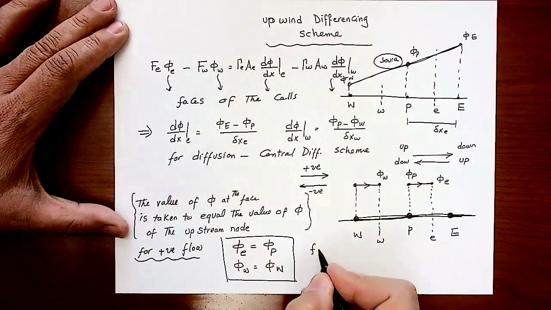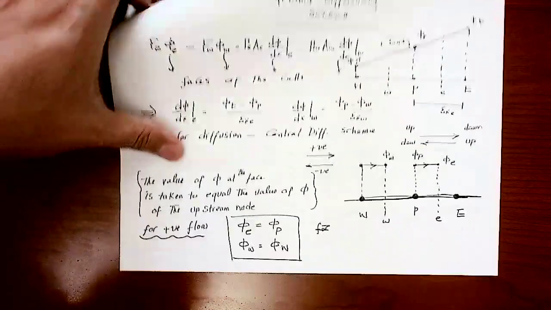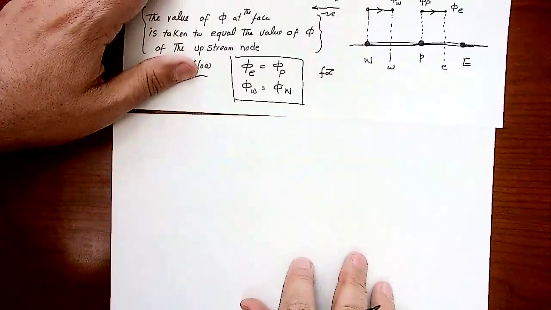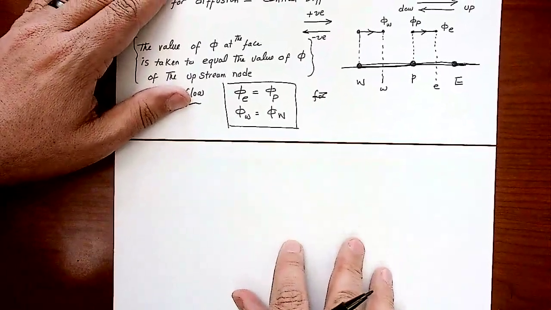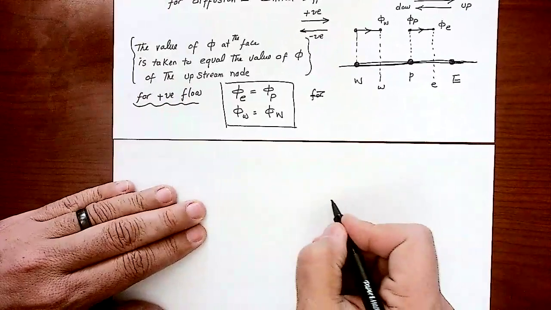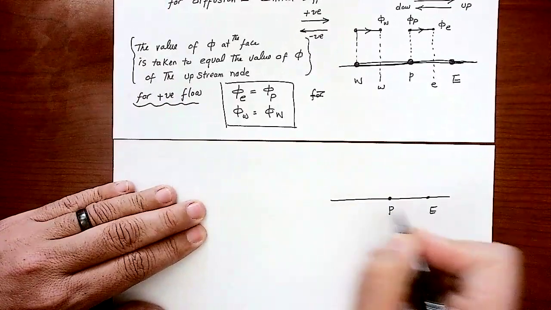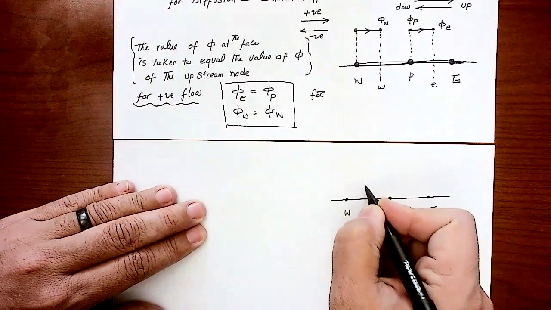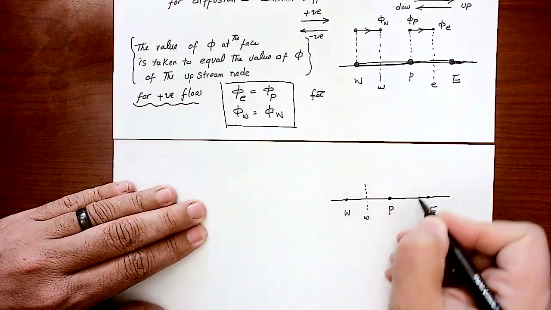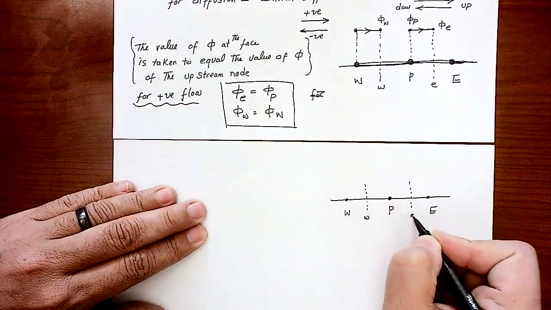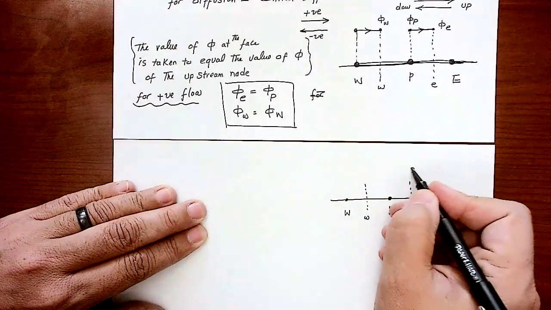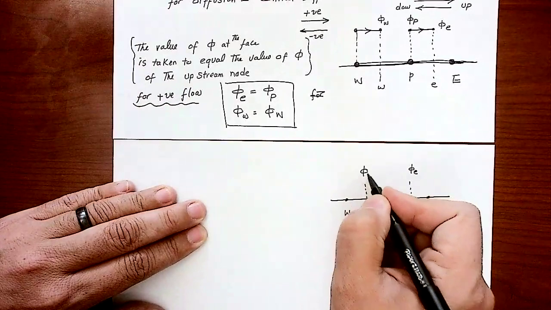What about negative flow? Let's do that on a separate piece of paper, so we can keep it side by side and see the difference. So I have the domain here. That's node P, that's node E, and that's node W. Let's indicate the location of the faces. That's the west face, this is the east face, right? Now I'm looking for phi east and phi west.